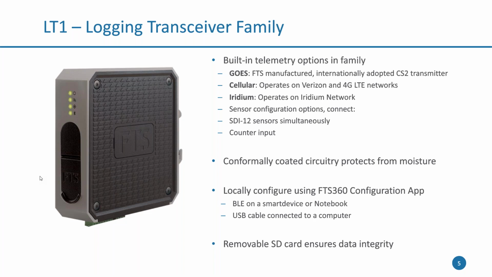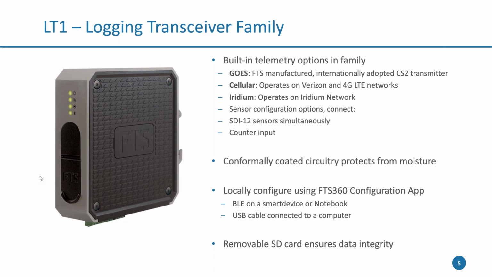It does need to be inside of a gauge house or an enclosure to add protection, but it is conformally coated to protect against some moisture, which is important. Also, the communication to the unit is a couple of different methods. We realize that there should be more than one way of communicating with a data logger, and in this case we've adopted Bluetooth, BLE, low energy.